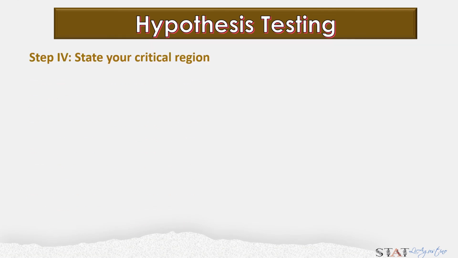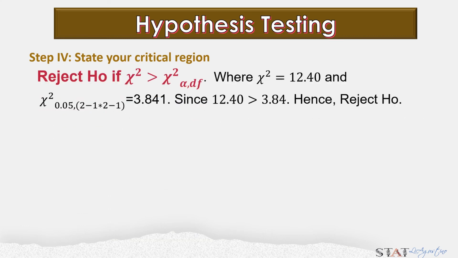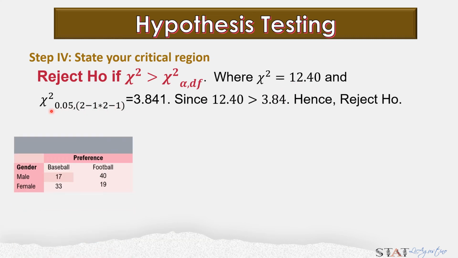Again, applying the steps of hypothesis testing, we state our critical region or our decision rule. So this is our decision rule: reject H0 if the computed chi-square is greater than chi-square alpha, DF, or we call it the chi-square tabular or tabulated value, where the computed chi-square is equal to 12.40 and our tabular chi-square value with a corresponding level of significance and degrees of freedom is equal to 3.841. So since 12.40 is greater than 3.84, hence we reject H0 based on our decision rule.